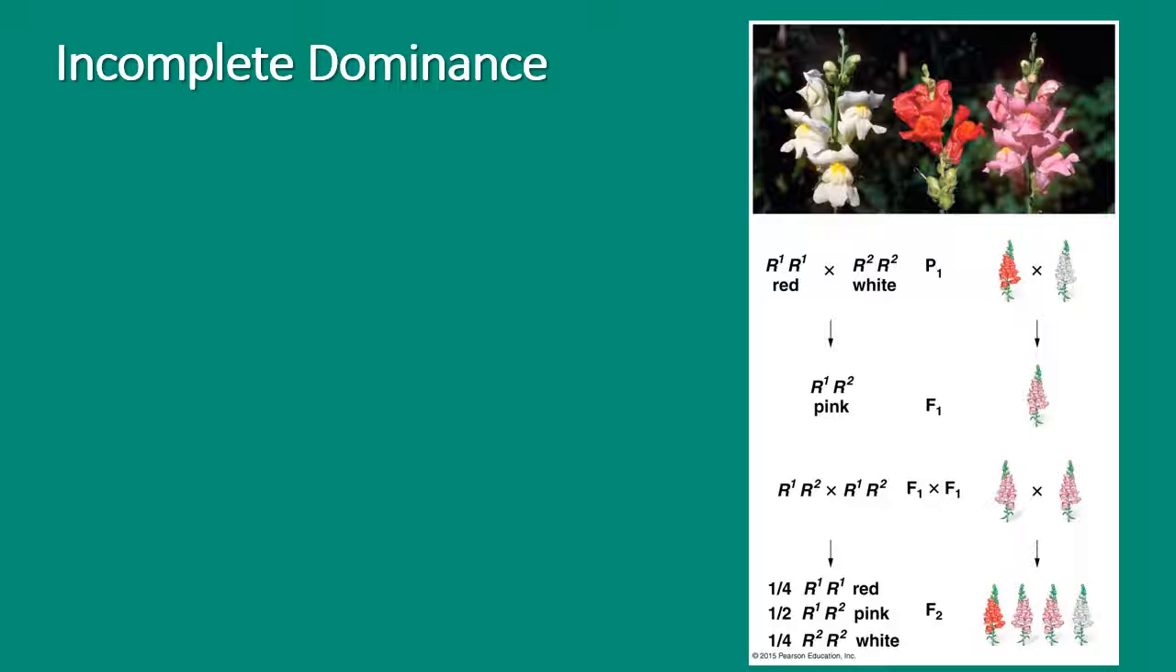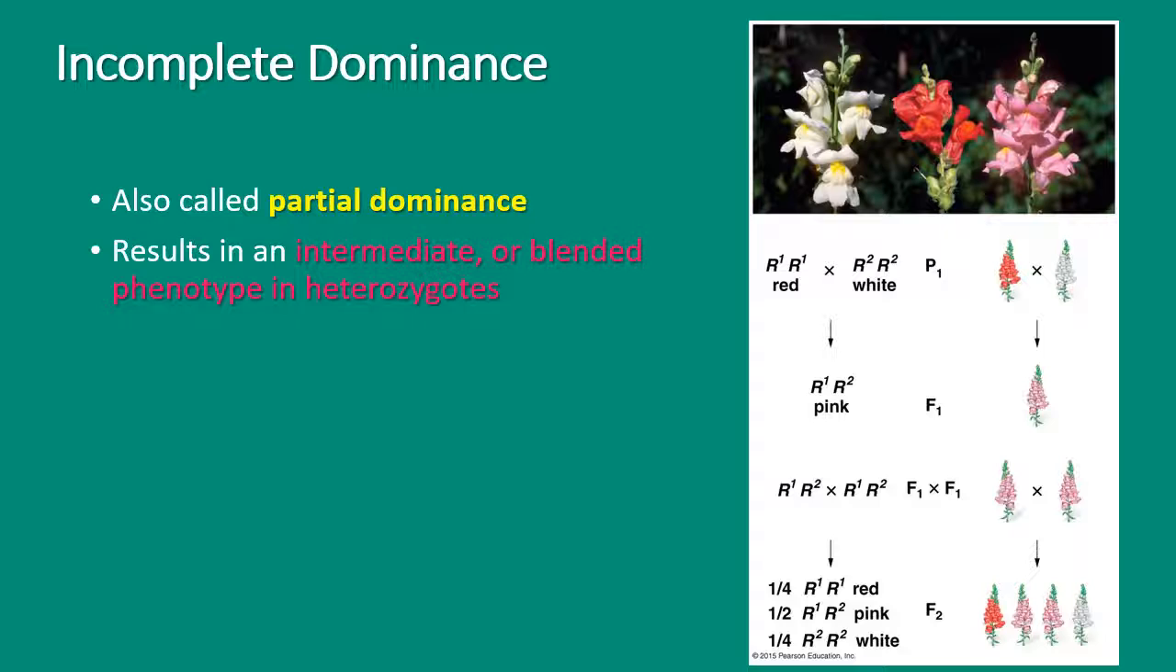All right, so let's start talking about some of these situations. One of the situations is incomplete dominance, also called partial dominance. In normal Mendelian inheritance, you have a dominant and a recessive allele, and when you put the 2 together and create a heterozygote, it looks just like the dominant one. But in this case, when you put 2 alleles together, you get an intermediate or blended phenotype. So it's in between the two.